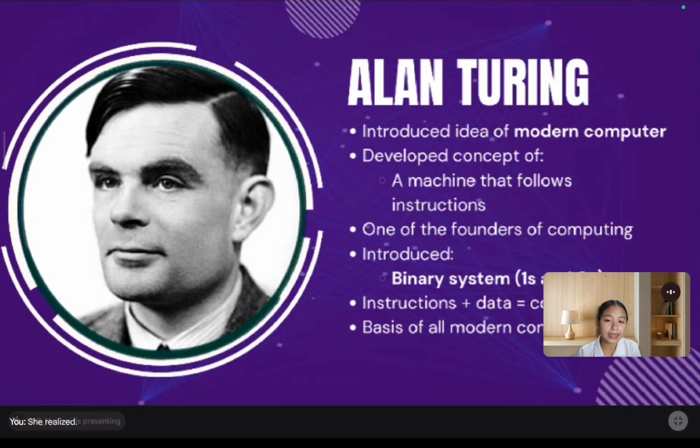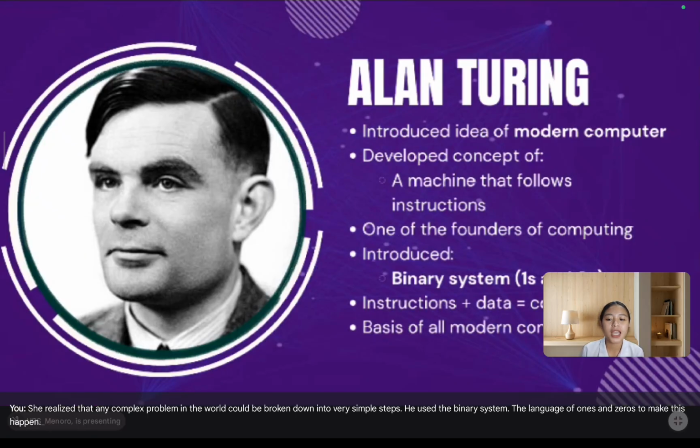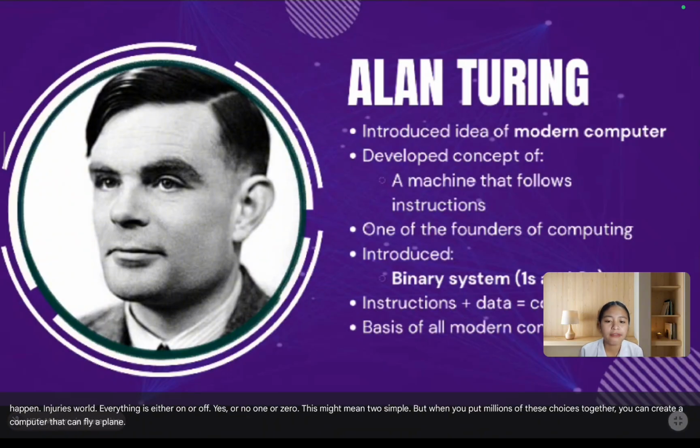He realized that any complex problem in the world could be broken down into very simple steps. He used the binary system, the language of ones and zeros, to make this happen. In Turing's world, everything is either on or off, yes or no, 1 or 0. This might seem too simple, but when you put millions of these choices together, you can create a computer that can fly a plane, run a game, or calculate the perfect dose of medicine for a sick child.